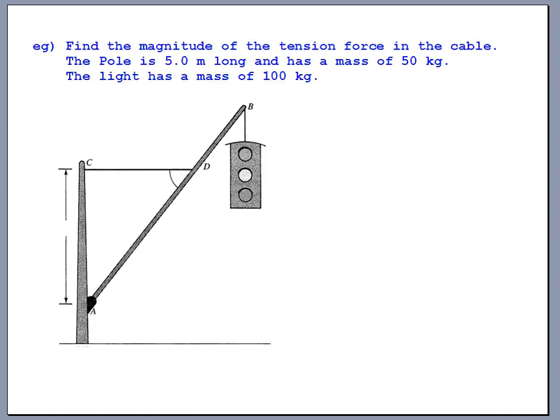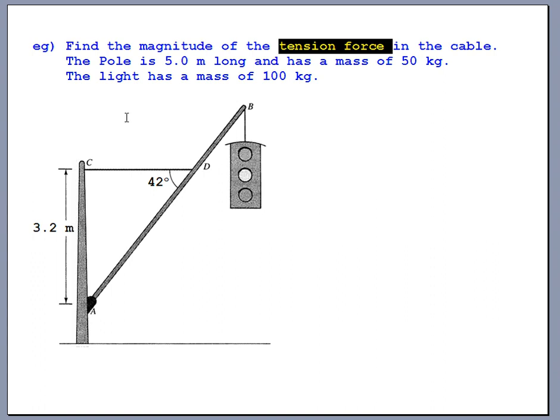Each one's kind of got a little interesting story to it. This one here, got this diagonal pole holding up a streetlight out over an intersection, kind of cantilevered out like that with a cable, a horizontal cable that goes from C to D. And they're asking you to do really nothing but find the tension in that cable, right?